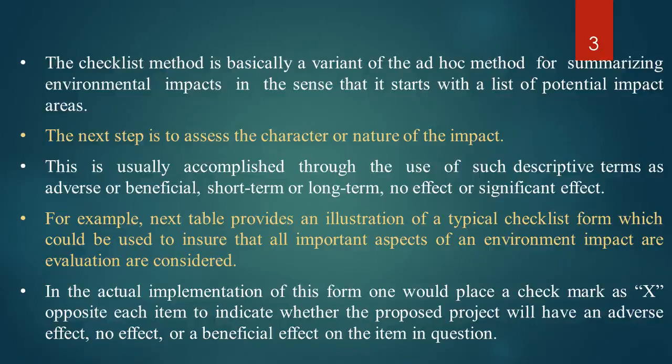For example, the next table provides an illustration of a typical checklist form which could be used to ensure that all important aspects of an environment impact are considered. In the actual implementation of this form, one would place a check mark, an X, opposite each item to indicate whether the proposed project will have an adverse effect, no effect, or beneficial effect on the item in question.